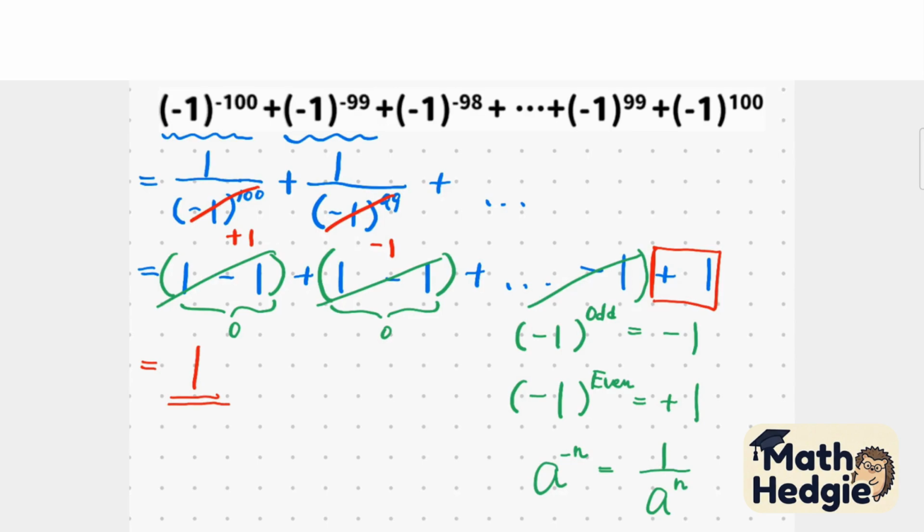The key takeaway: don't be intimidated by big ranges or negative exponents. Look for the pattern. Here the pattern was that half the terms cancel, and just one extra positive remains.